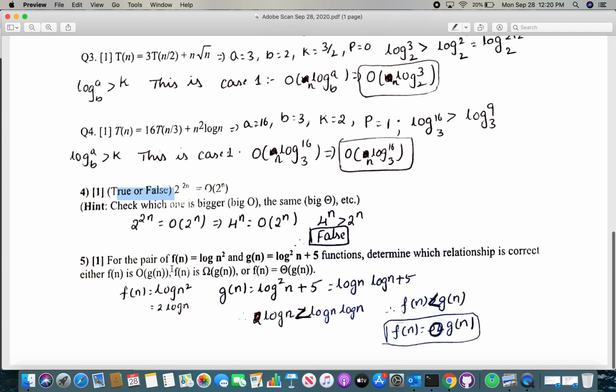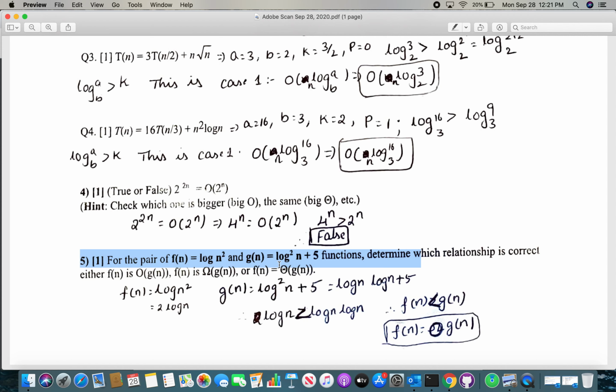And next question is the fifth question. For the pair f of n equal to log n square and g of n equal to log n whole square plus 5 functions, determine which relationship is correct. Either f of n is big O of g of n, or f of n is omega of g of n, or f of n is theta of g of n.